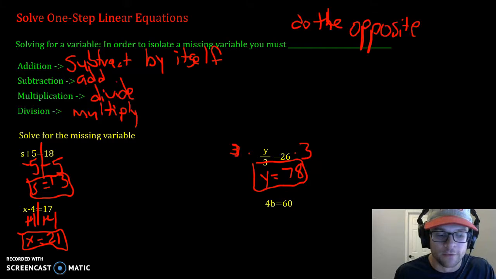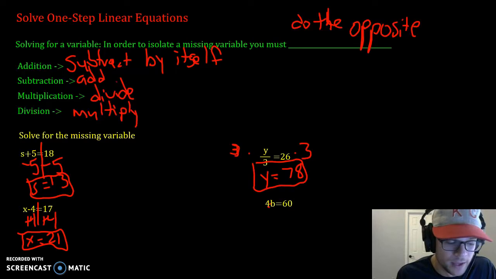And this last one, we have a 4b. Anytime you see a number immediately up next to that variable, those two things are being multiplied. So there is a 4 times b right there. And the opposite of multiply is to divide. So I'm going to divide by 4 on both sides.